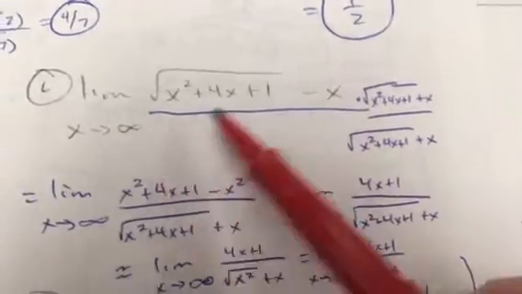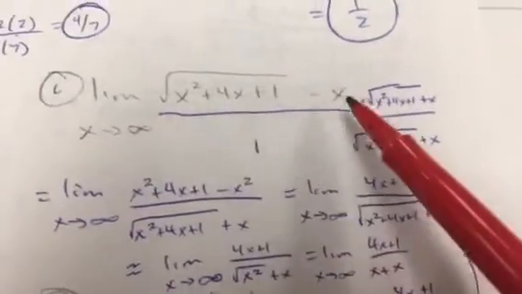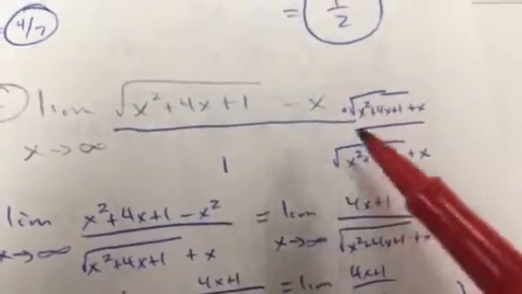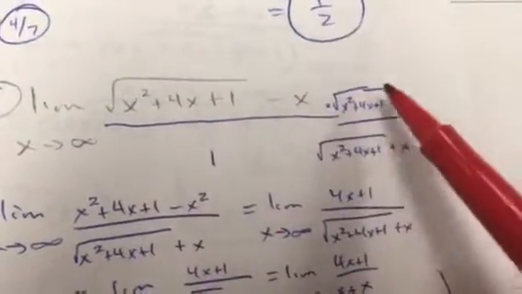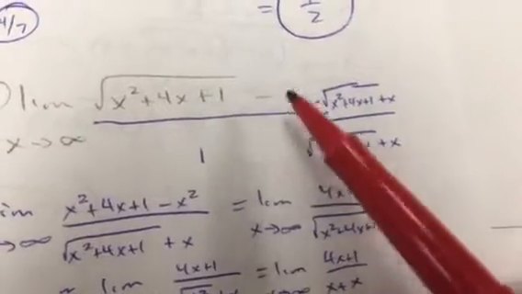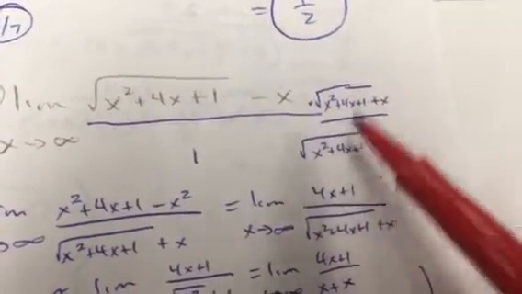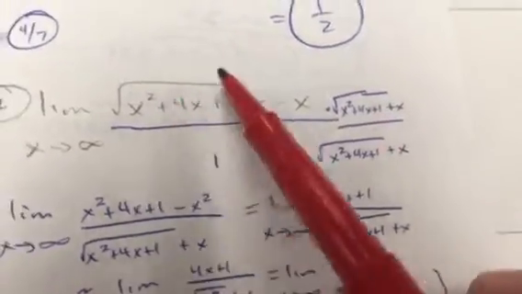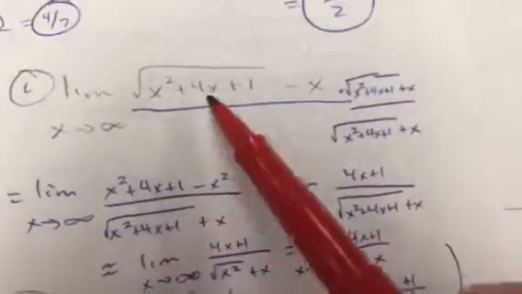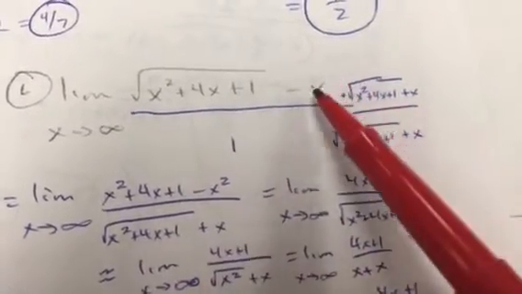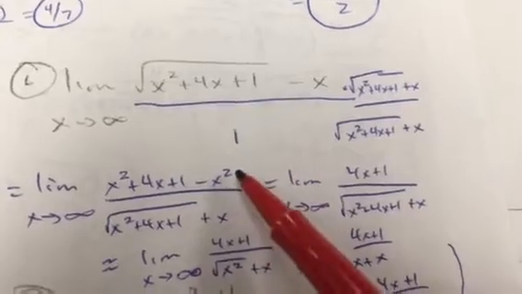First off, if you plug infinity in, you're going to get infinity minus infinity, guys. That doesn't tell you anything. So you've got to multiply top and bottom by the conjugate of that root, and that, minus x. So top and bottom, you get multiplied by that. Root times itself, everything just kind of comes on out. Negative x times x is negative x squared.